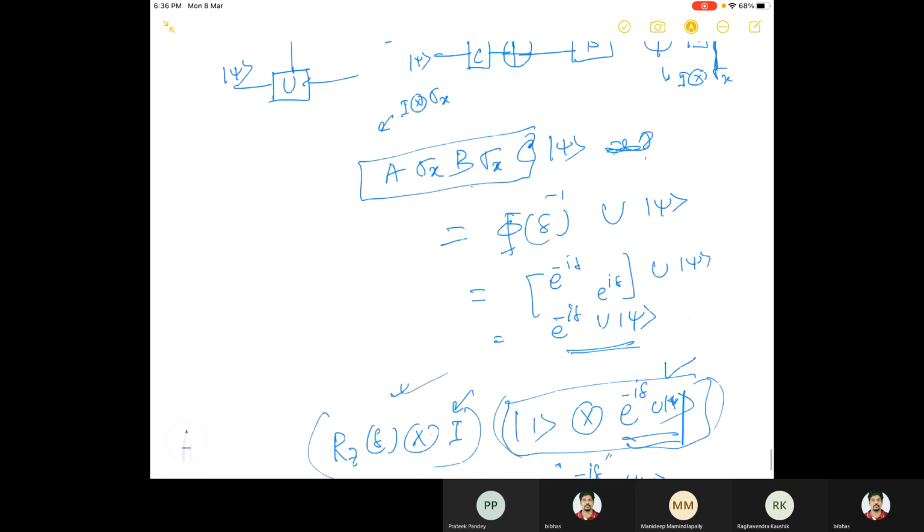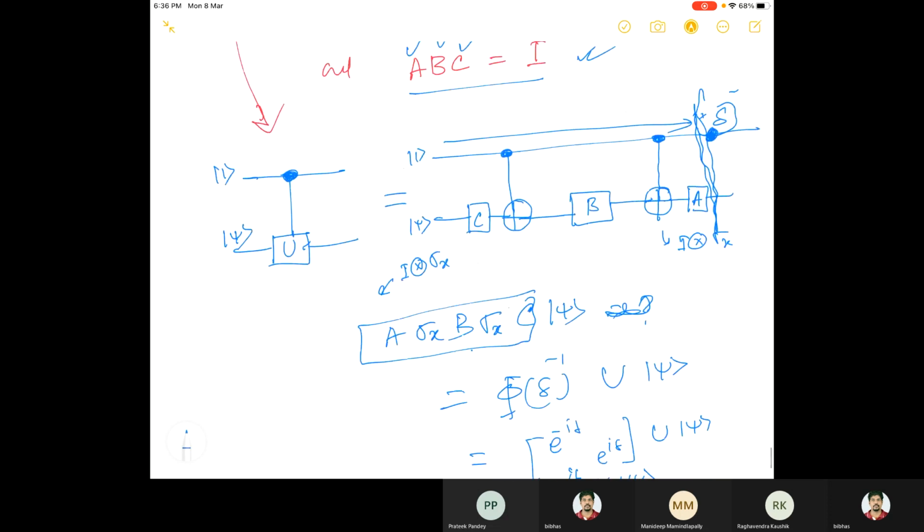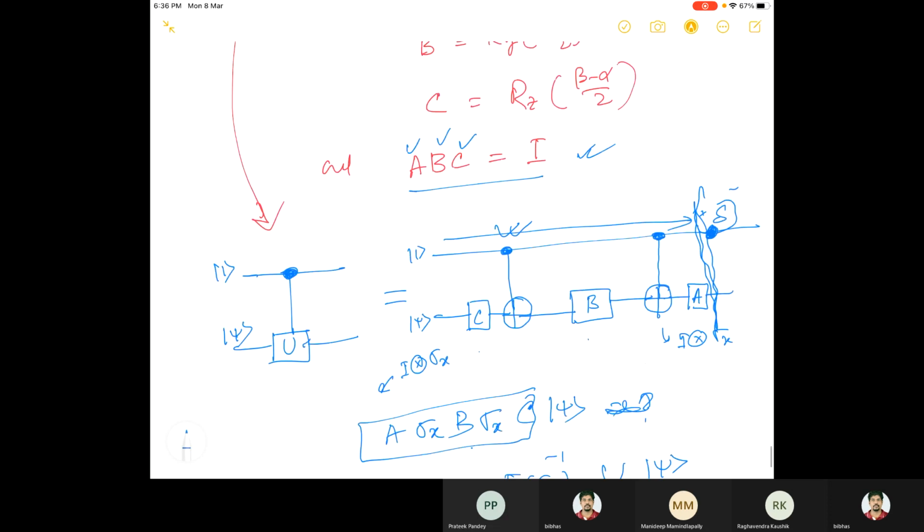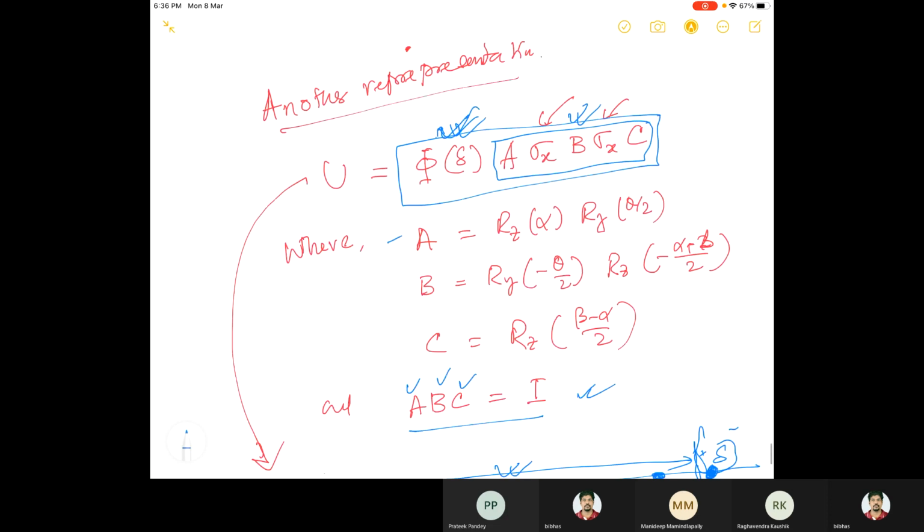This is what I wanted to get. And so it proves that the circuit on the right hand side is equivalent to the circuit on the left hand side. So that means controlled U operation, or controlled U gate, can be realized, can be implemented using CNOT gates and A, B, C, which are actually single qubit gates. This is A, this is B, this is C. These are nothing but single qubit gates. So controlled U can be obtained using these single qubit gates.